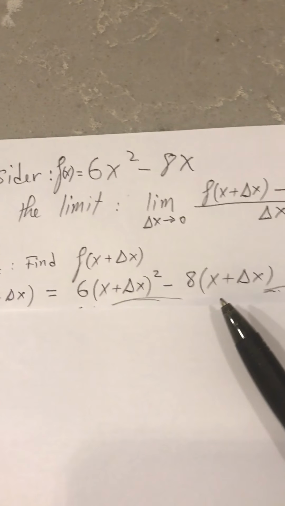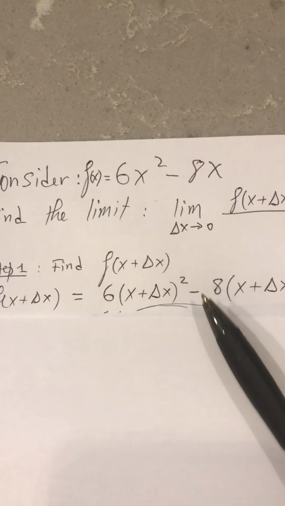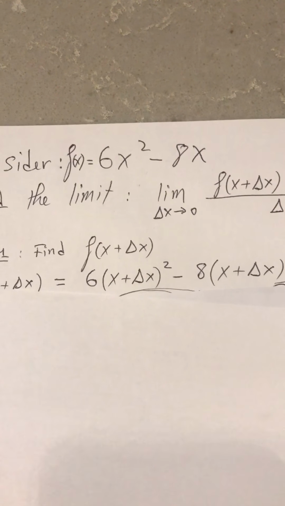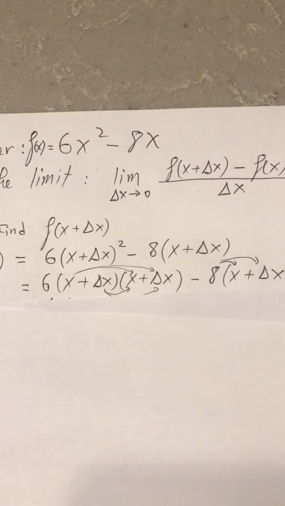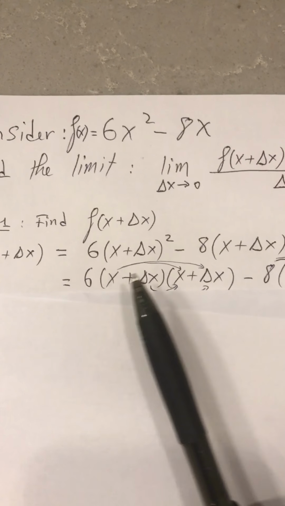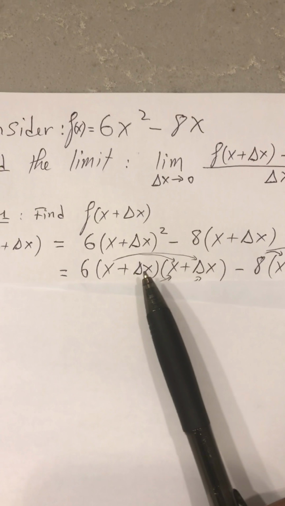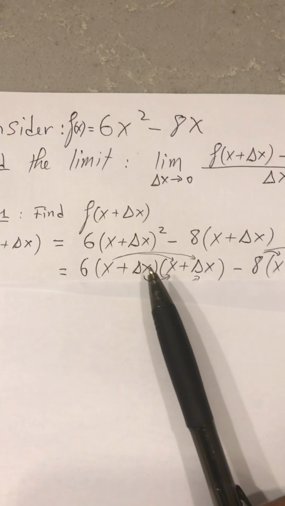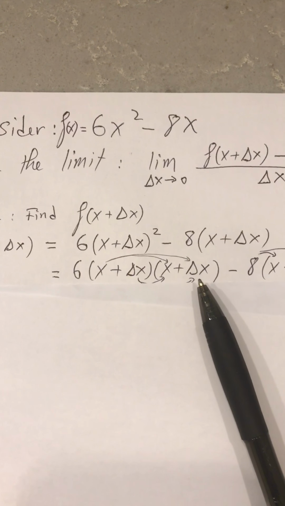Next step, let's FOIL x plus delta x. X plus delta x squared is x plus delta x times x plus delta x. Okay, let's FOIL it. X times x is x squared, x times delta x is x delta x, delta x times x is the same, so you get x delta x. And delta x times delta x will give you delta x squared.